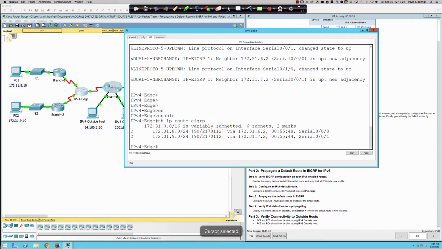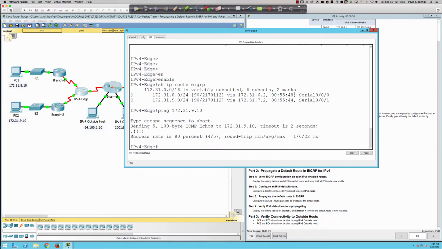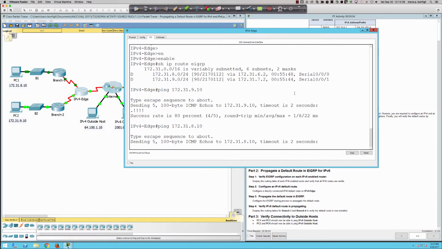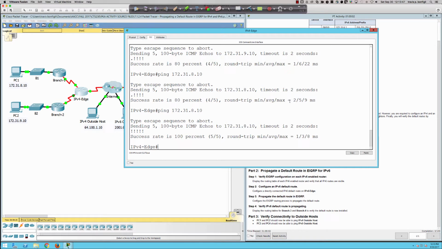In fact, if we were to go ahead now and ping the PCs, I can quickly say ping 172.31.9.10, and we should have connectivity, and we do. And then what about to the 8.10? Whoops, to the 8.10. And we'll probably have a lost packet initially, but then we've got success, right? And then all subsequent pings are going to work.